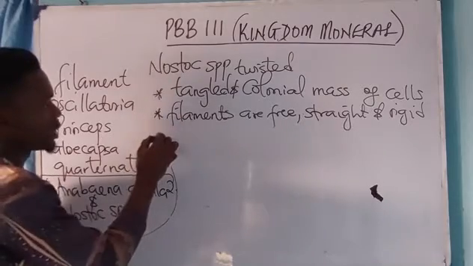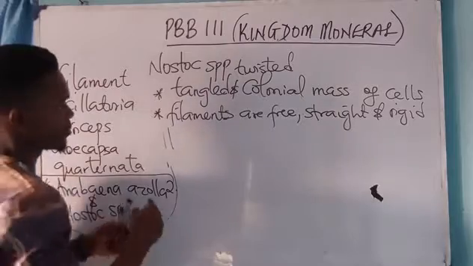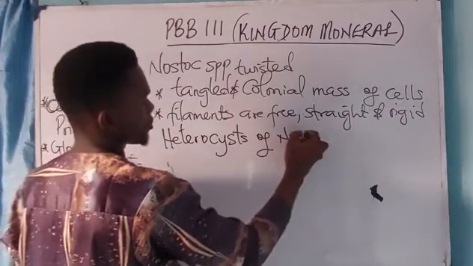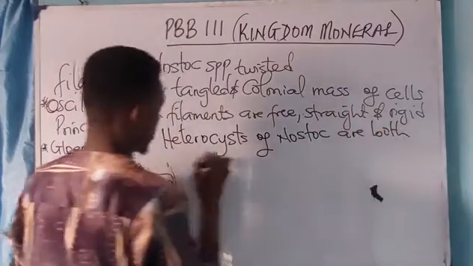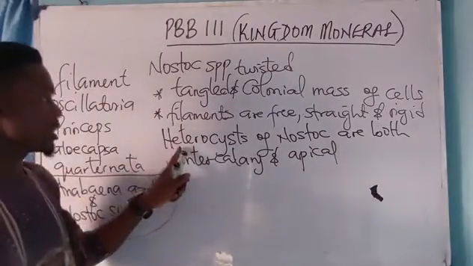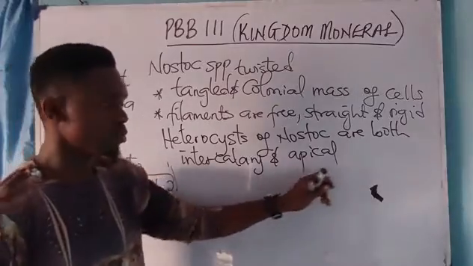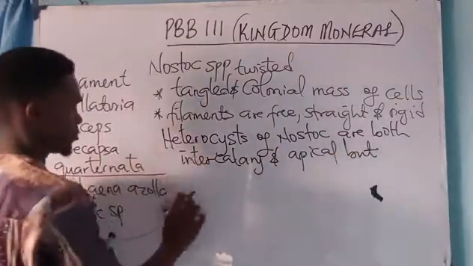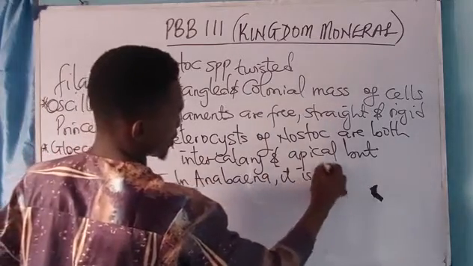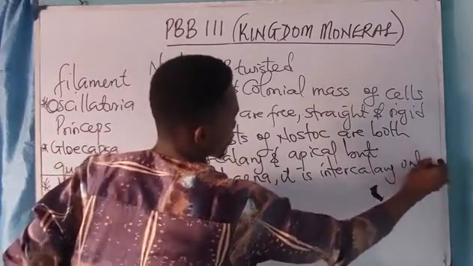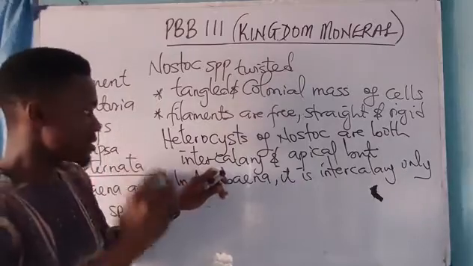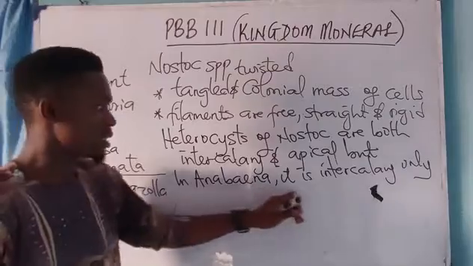Now, the heterocysts of Nostoc are both intercalary and apical. But in Anabaena, it is intercalary only. You can see that the heterocysts of this Nostoc species are both intercalary and apical, but in Anabaena it is only intercalary.